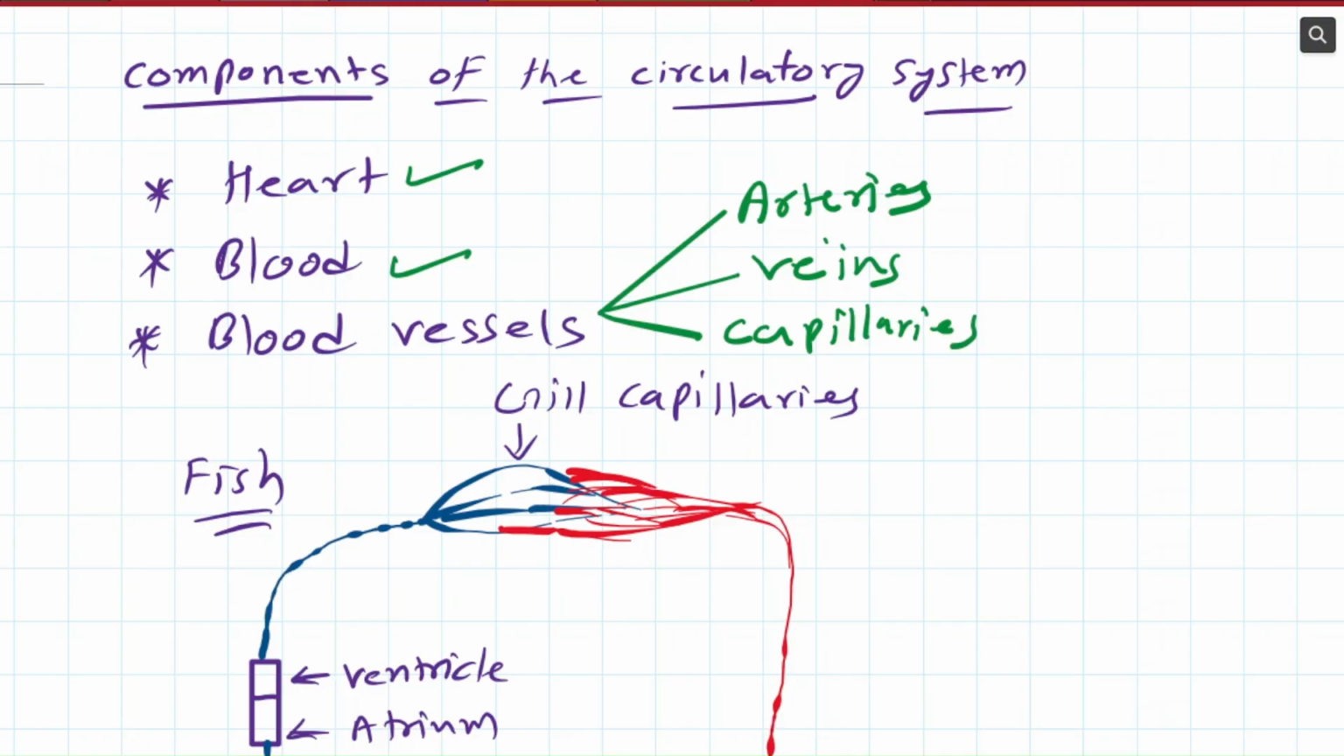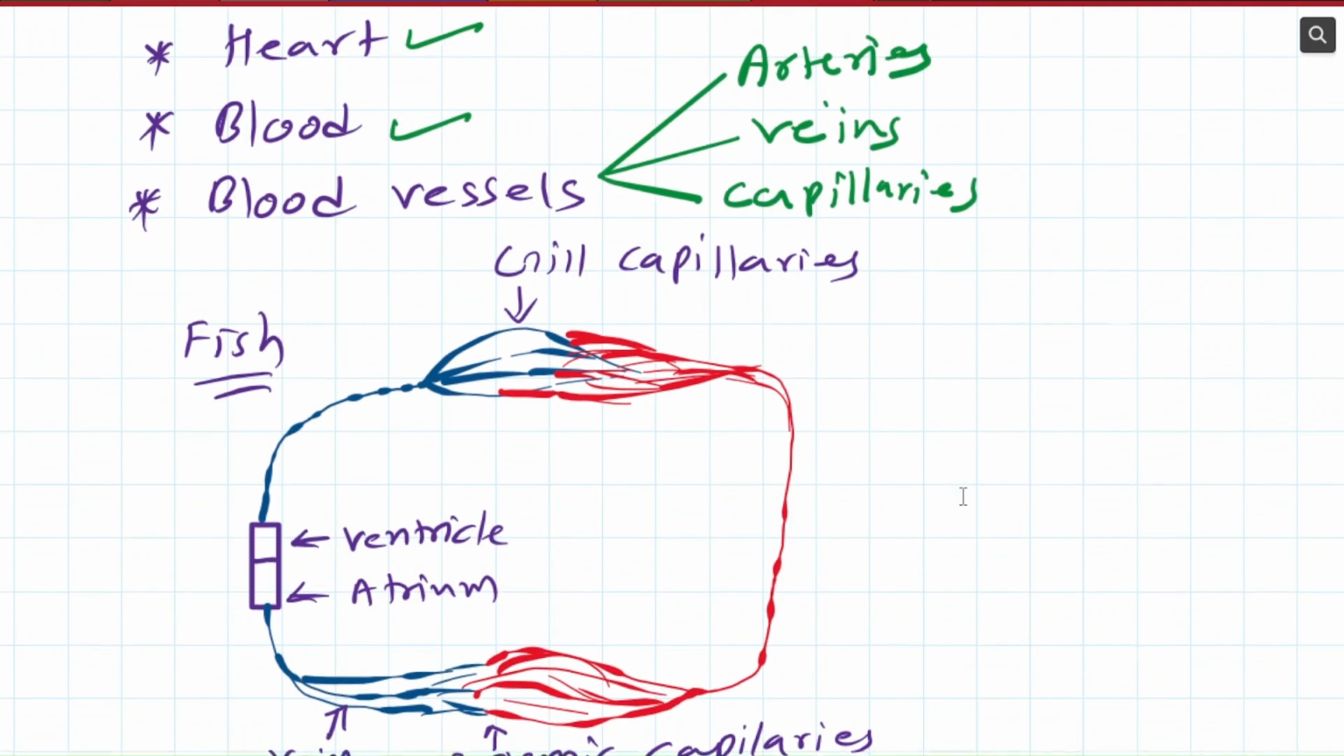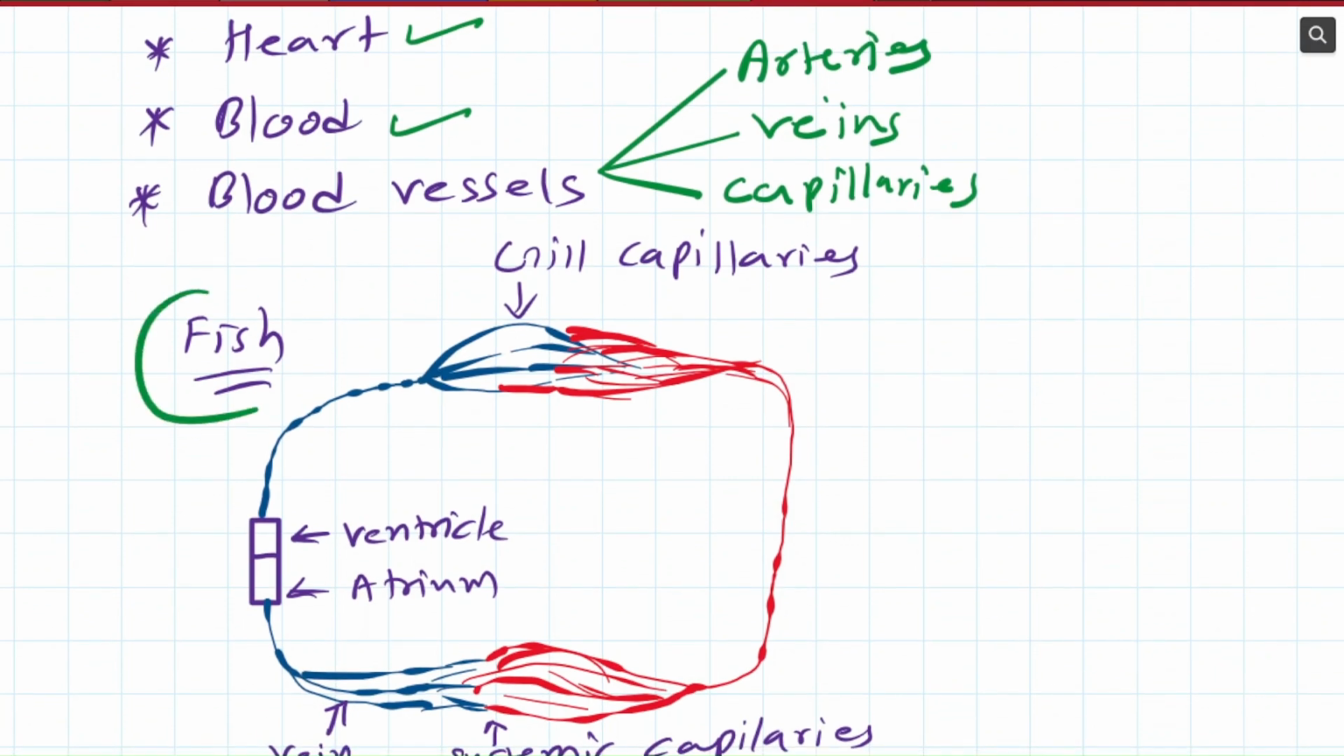Okay. Now, if you talk about circulatory system, first we will be discussing about the circulation in fish. If you talk about the circulatory system in fish, it is showing single circulation. Okay? Single circulation means here blood flows only and only once in the heart in entire circuit of this blood circulation. It includes one ventricle, one atrium.